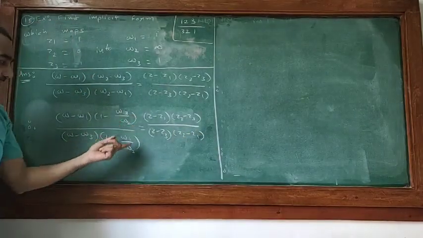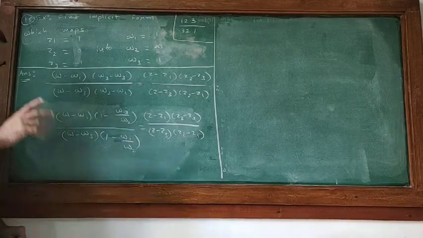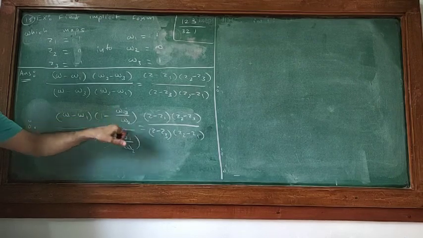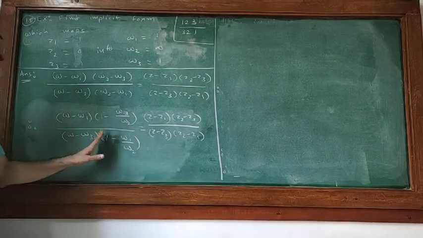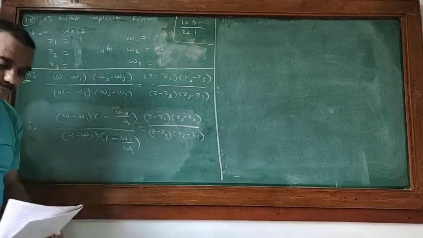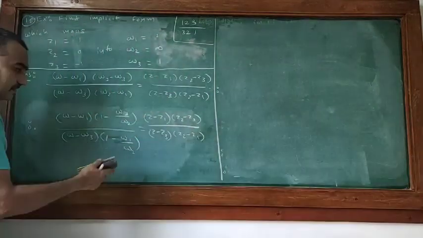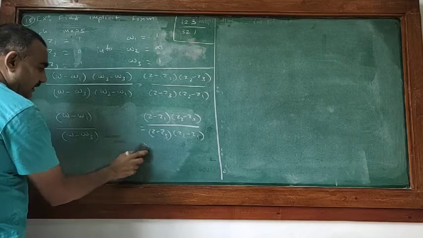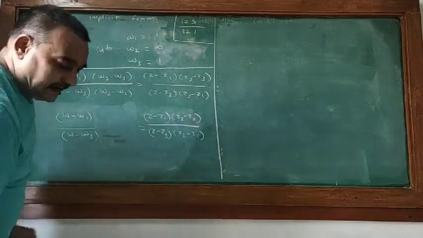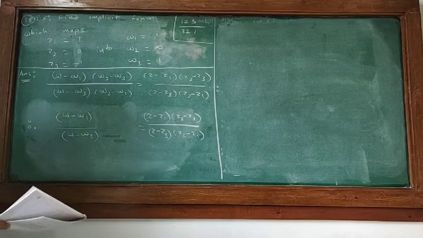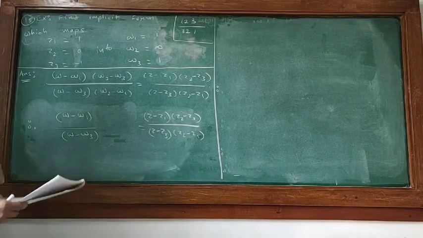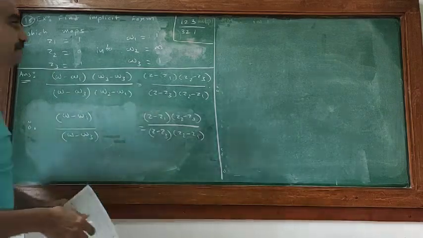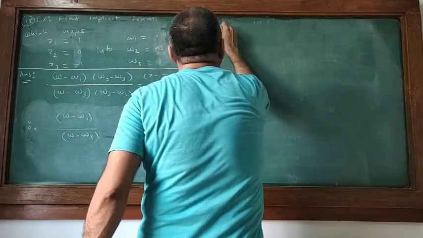Common from numerator and denominator. Now if we put omega to infinity, this is 0, this is 0. So now this term is not there in the calculation. So we have only this thing for our calculation. And therefore we proceed after this equation.